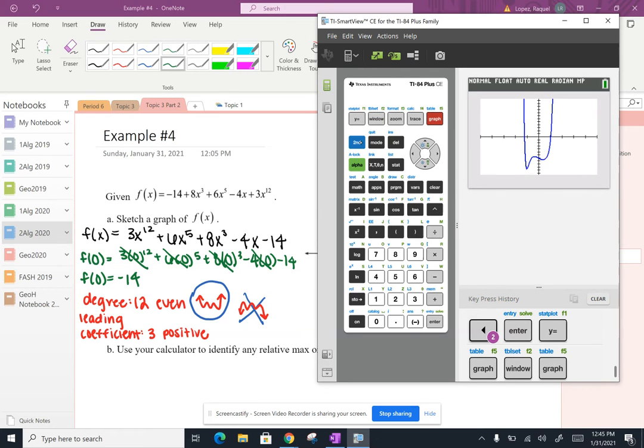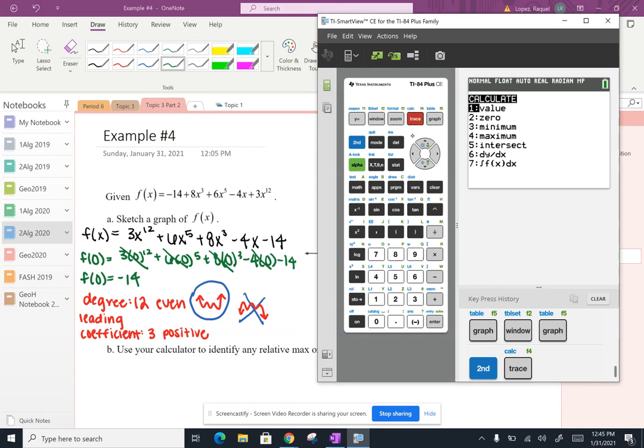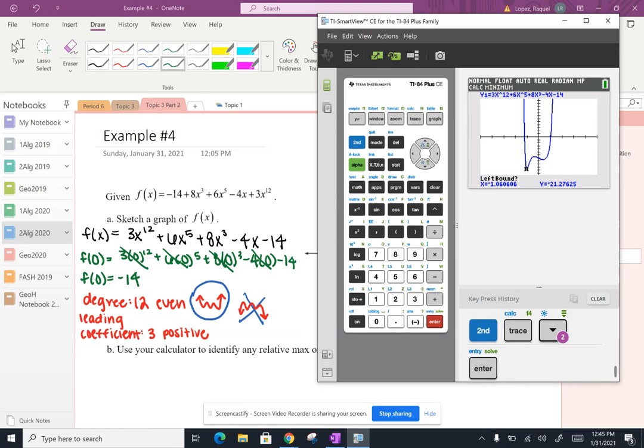Okay, now let's identify any minimums first. So we're going to go second, trace. We're going to come down here to minimum. And here's one minimum, but I need the left bound. So I'm going to go slightly to the left. The right bound is going to be slightly to the right. And put that here. And my first guess for my minimum is going to be here.